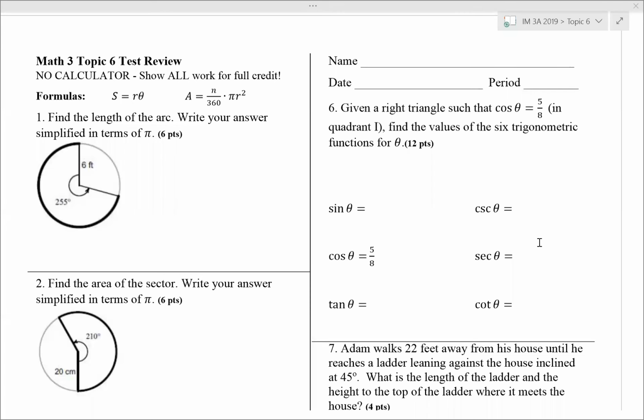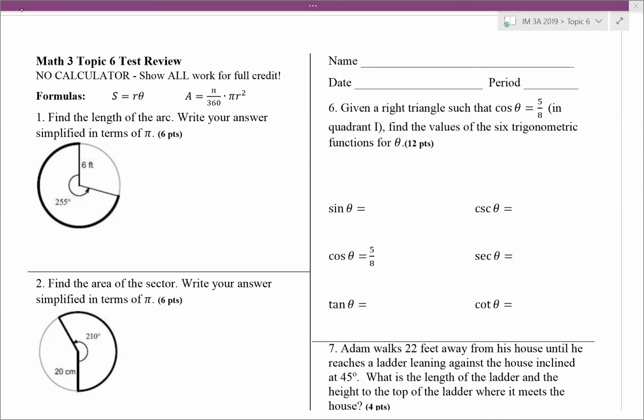In this video, I'm going to go through the topic 6 test review. Remember that you can't use a calculator for this quiz. The formulas that are given at the top, the first one's for question 1, and then the second one's for question 2. So anything else that's on here that technically is a formula, it's something that you need to know.